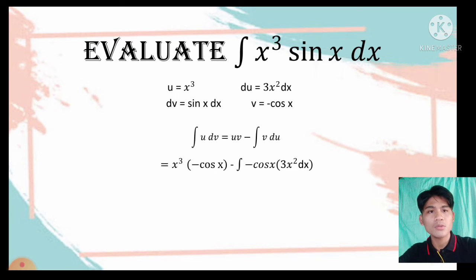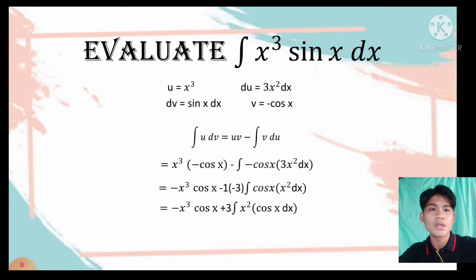We came up with x cubed quantity of negative cosine x minus the integral of negative cosine x quantity of 3x squared dx. Next, we just exclude the constant and combine the first term. So we came up with negative x cubed cosine x minus 1 multiplied to negative 3 integral of cosine x quantity of x squared dx. Next is negative x cubed cosine x plus 3 the integral of x squared cosine x dx.